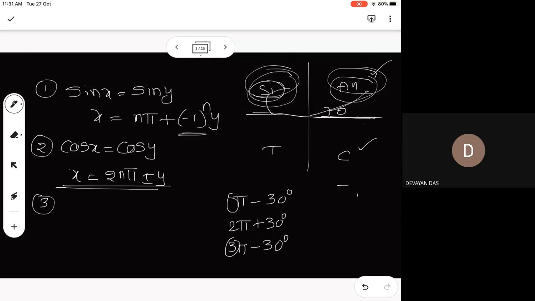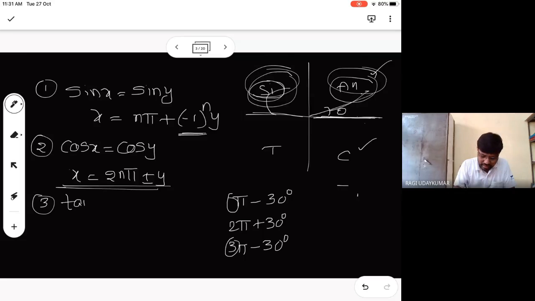Suppose tan x equal to tan y, then x is equal to. Please don't try to remember blindly. Apply a logic, why it came like this. Whatever proof is given to you in your textbook, if you are interested, you go through that. But this is the easiest way I am explaining to you to remember these three things. Tan x equal to tan y, if it is taken into consideration, you tell me, tan is positive in which quadrants? First quadrant.